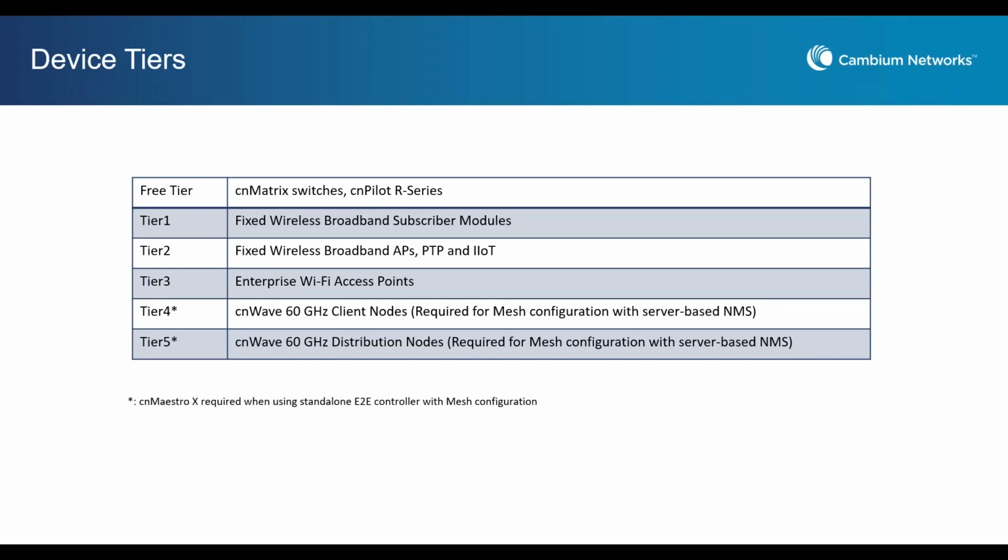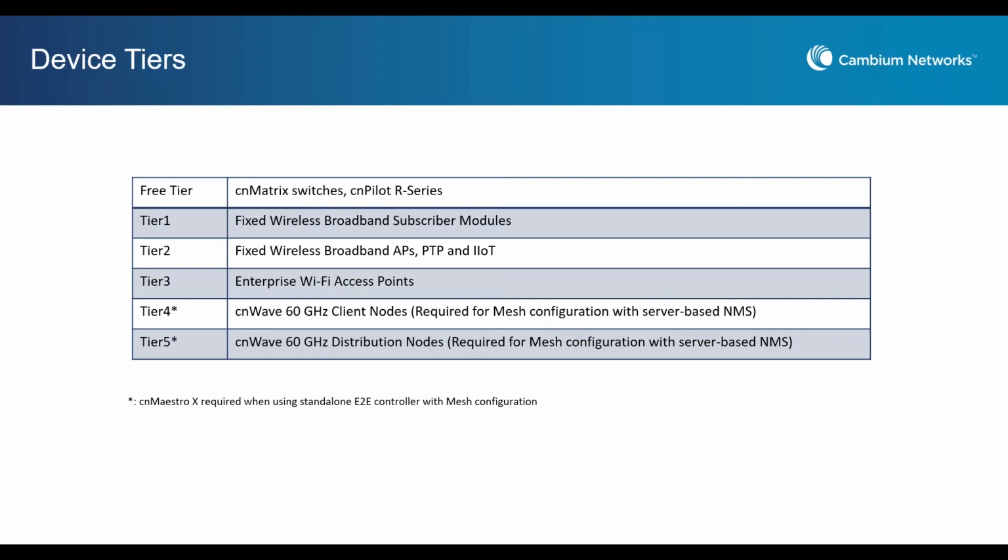I mentioned I will talk about device tiers. So there's basically 5 device tiers, right? There's a bunch of devices that fall into the free tier, and those include our switches, the cnMatrix switches, and cnPilot R series products. Those do not require a cnMaestro X subscription. They fall in the free tier. Tier 1 is for fixed wireless broadband subscriber modules. All fixed wireless broadband subscriber modules fall in tier 1.